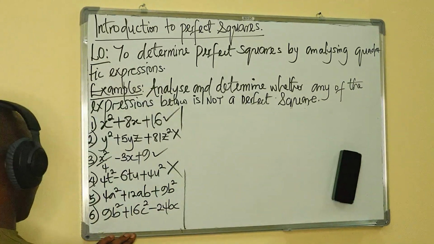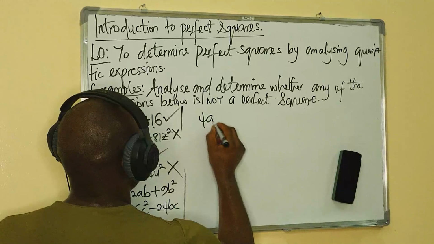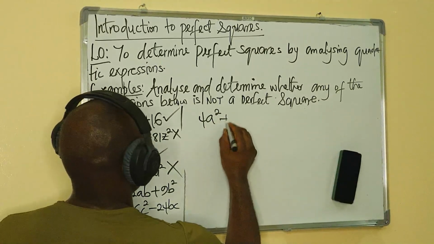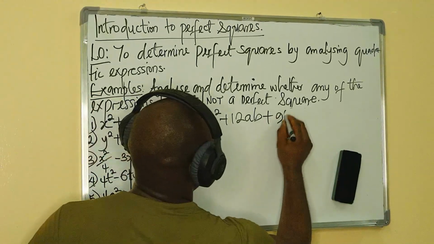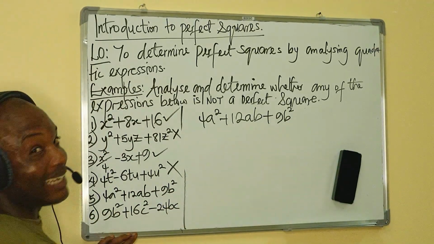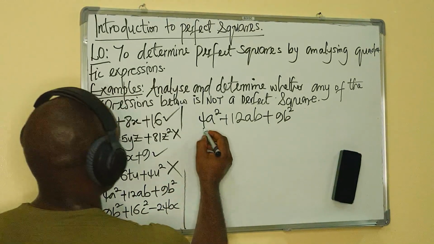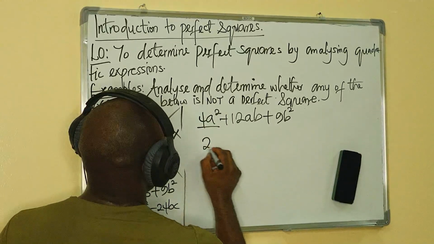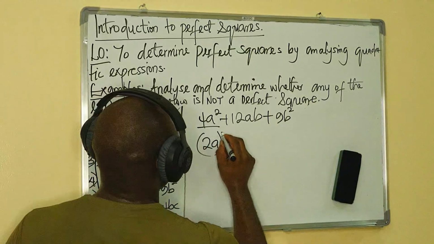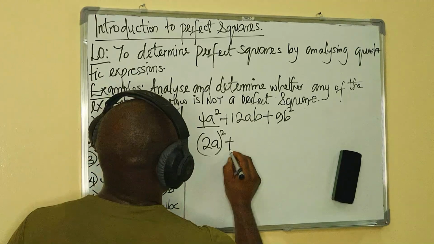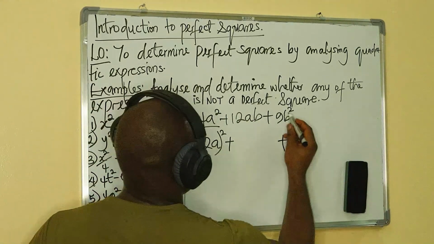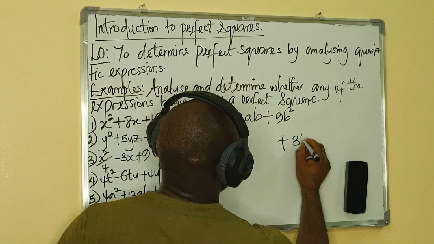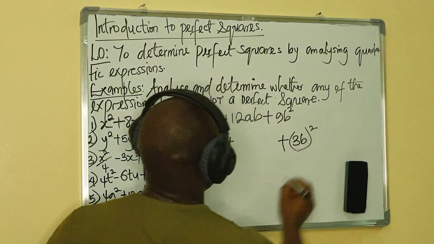The next example we have here is 4a squared plus 12ab plus 9b squared. The test for perfect square is easy. For 4a squared, this can be rewritten as 2a, close the bracket, squared, plus. Coming back to this, let's know what the c term will be first. So the c term is going to be 3b, close the bracket, squared.